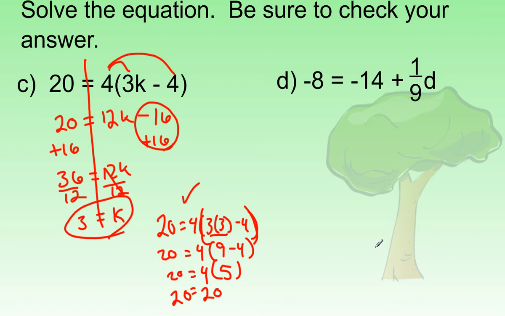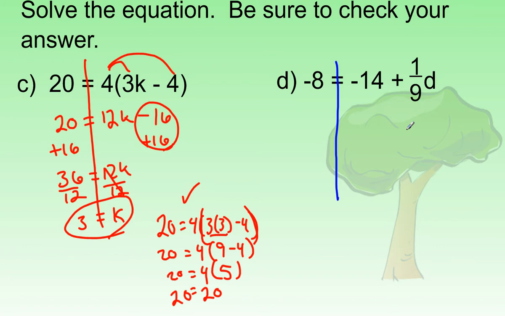Letter D. May not look too pretty, but it's really not that bad. So we start by separating our two sides. Can you simplify anything on the left? No, it's just a number. Can you simplify anything on the right? No, there's no parentheses, there's no like terms, there's nothing just to add or subtract or combine together or multiply, so we just start solving.